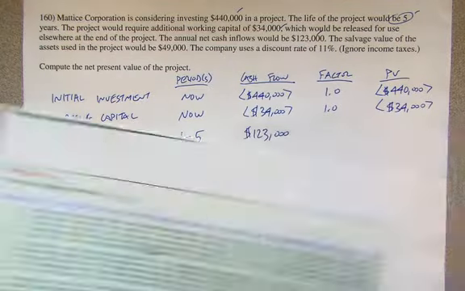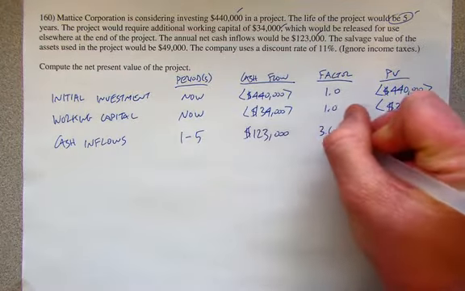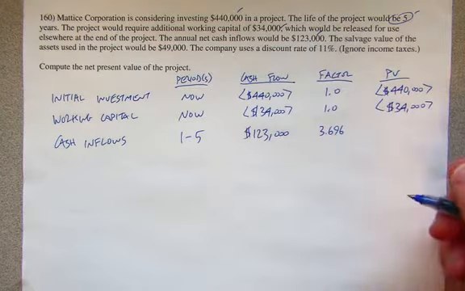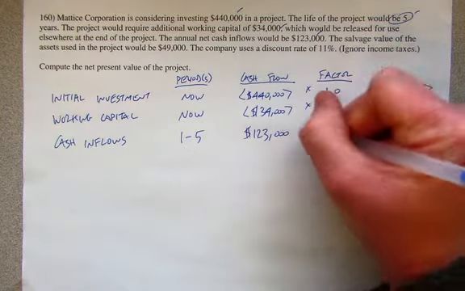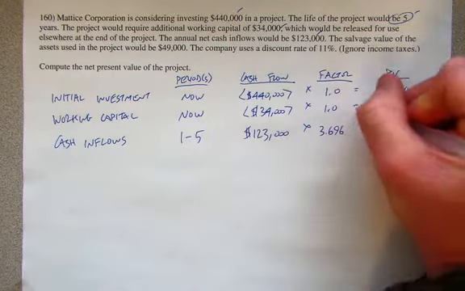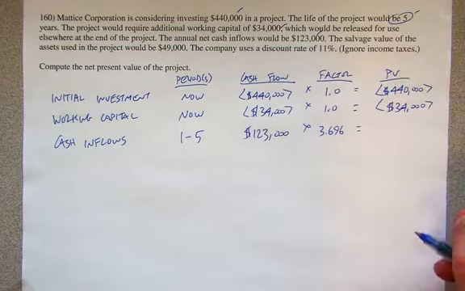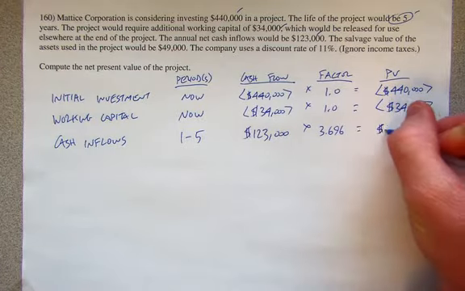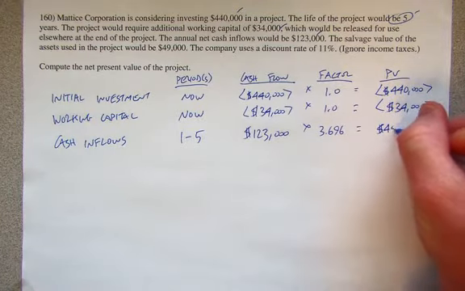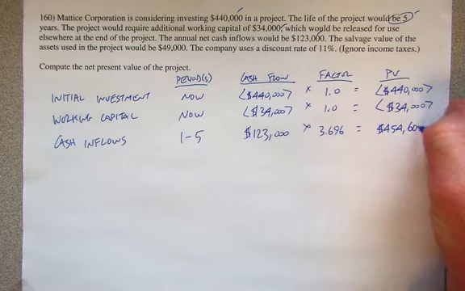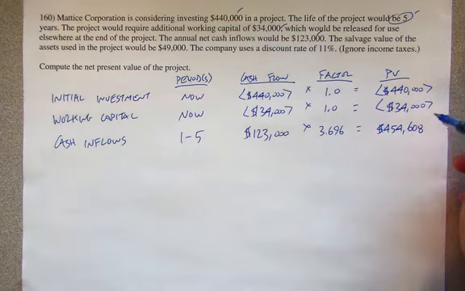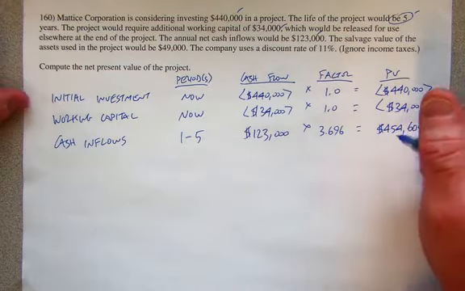We're going to multiply the annual cash flow by this amount. I probably should emphasize that we're simply multiplying here. So the present value of those cash flows is going to be a positive $454,608. We have 2 more cash flows to deal with.